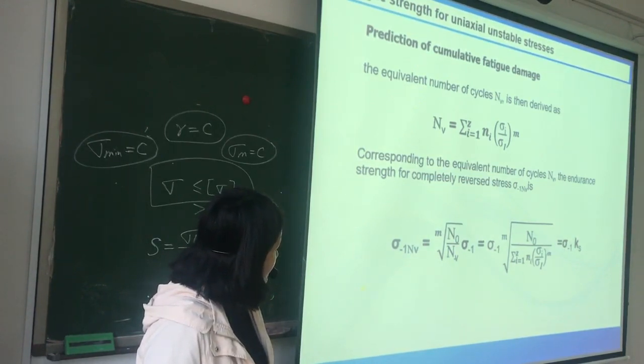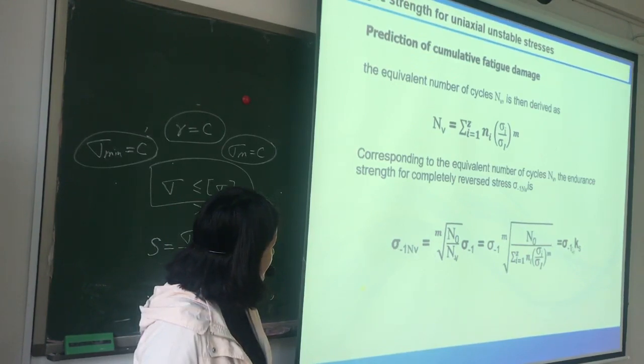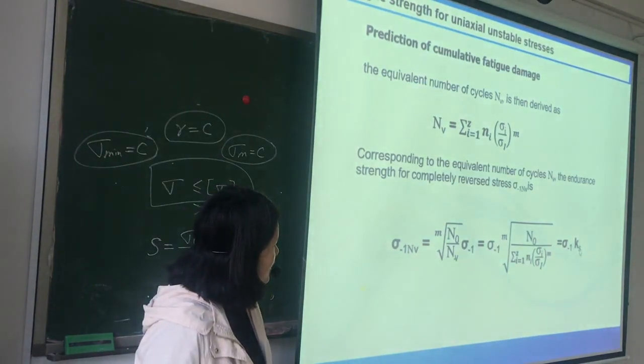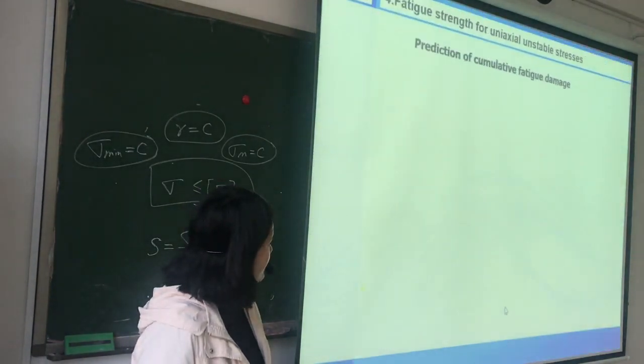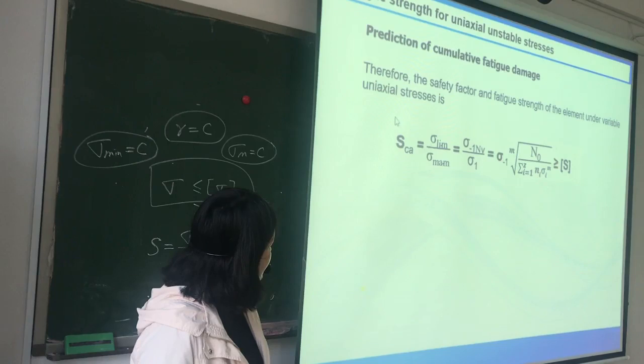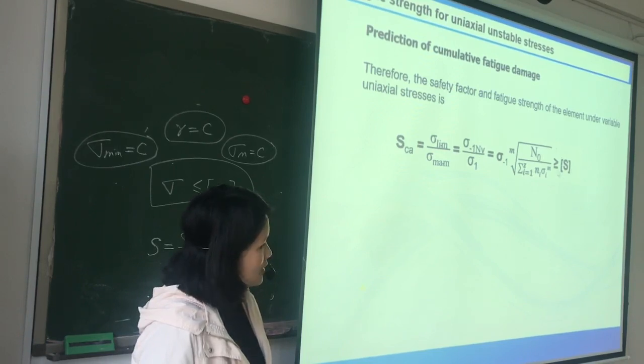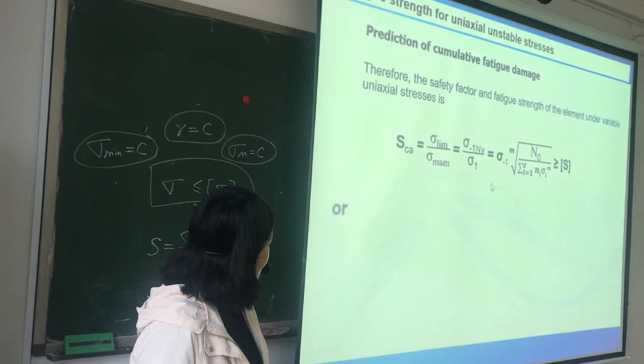Ks is this, and sigma minus 1 Nv equals sigma minus 1 times Ps, and we can calculate the factor Ks, and then we can calculate the safety factor. The safety factor can be expressed as sigma minus 1 Nv divided by sigma 1, and should be less than the allowable safety factor.